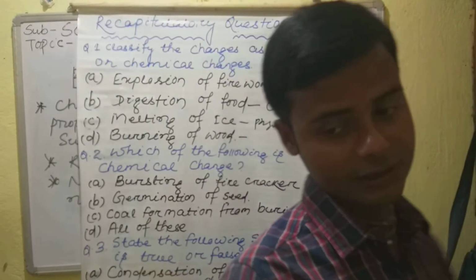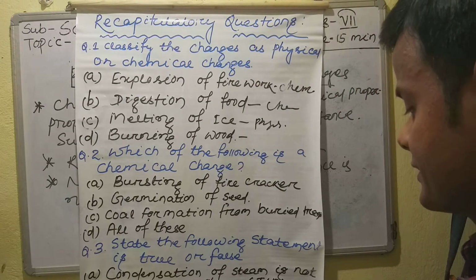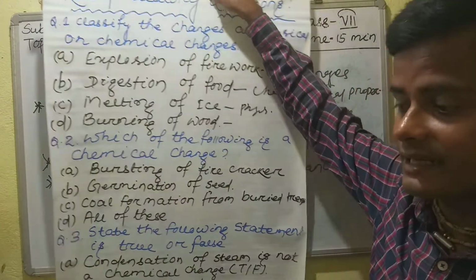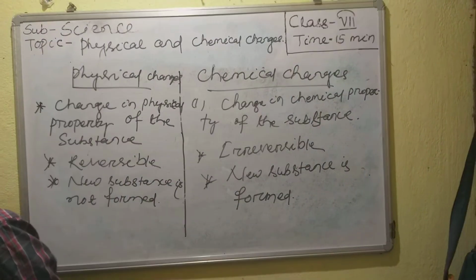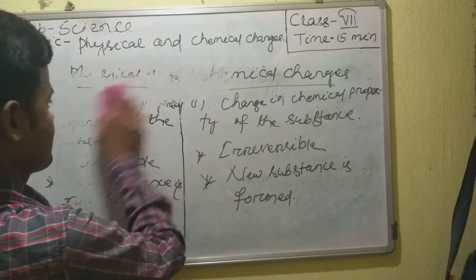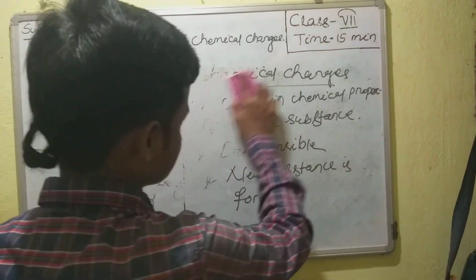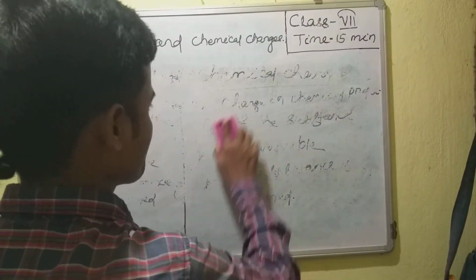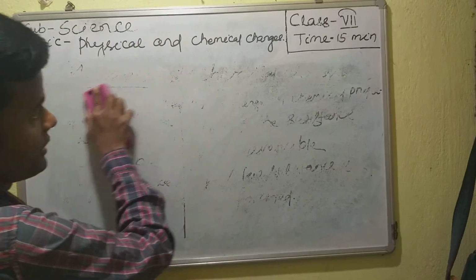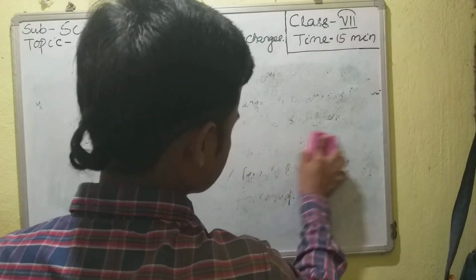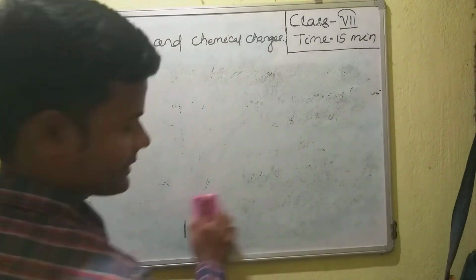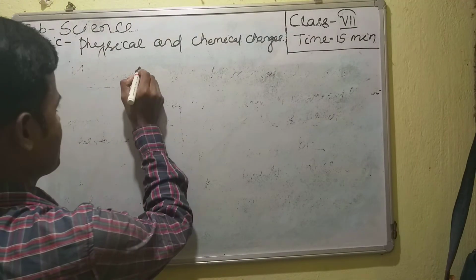And homework for you today: make a list of different changes around you, at least 10, and identify which one is physical and which one is chemical. Note down your homework in your copy. In your surroundings, at least 10, you see different changes and identify which one is physical and which one is chemical. It is homework for you. In the next class, I will check your homework. I'm going to write the homework on the whiteboard. You write in your copy.